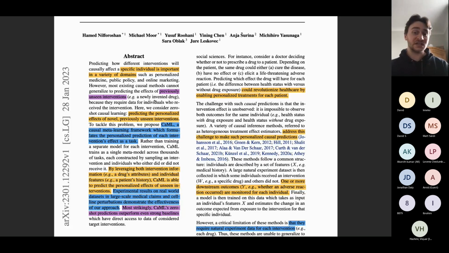But what if you want to estimate on an individual level the impact of giving school vouchers, so you can maximize the impact overall of what you're doing? So being able to estimate the impact of an intervention or a policy or a drug is very useful. But it's actually a very hard problem. And the authors of this paper are proposing a causal meta-learning framework to estimate the personalized effect.